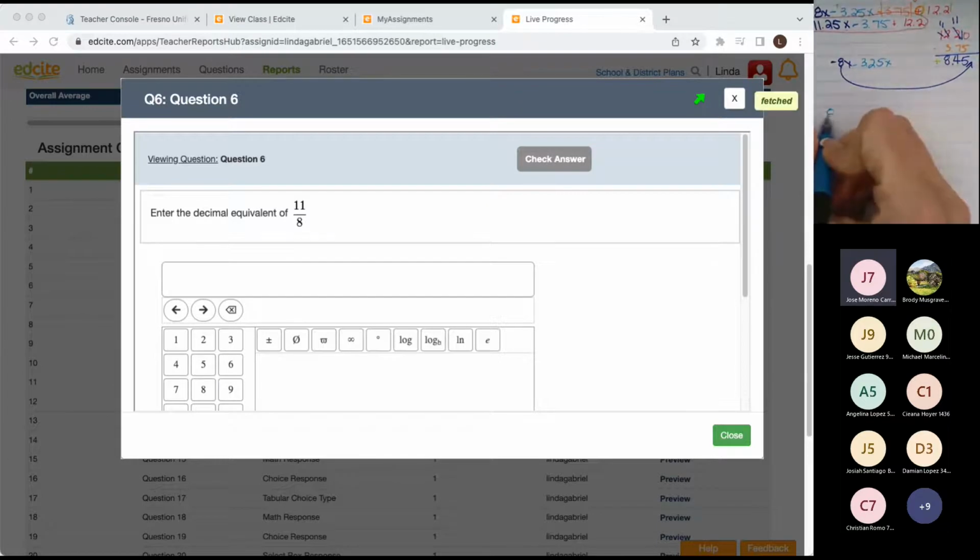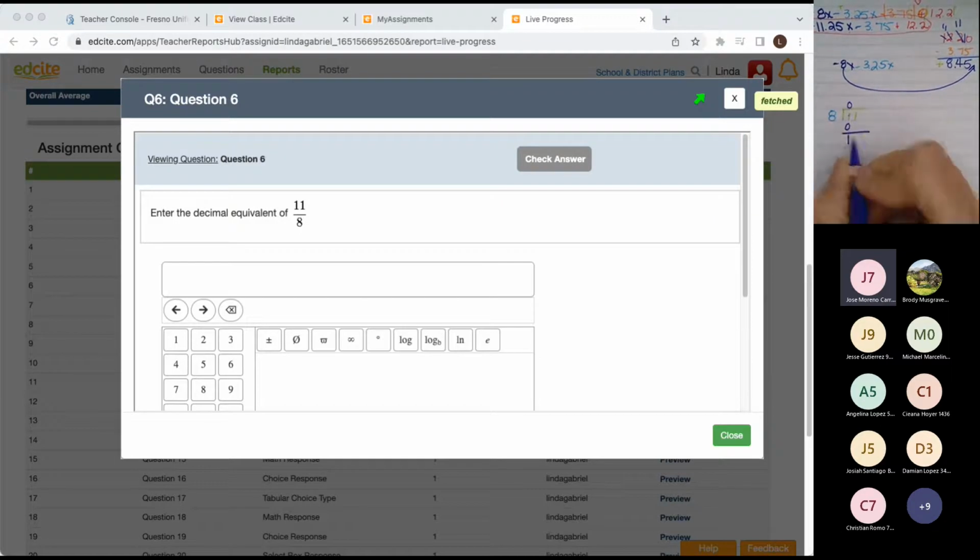I have 8. Here's 11, so I am going to divide 11 by 8. So 8 goes into 1, that is 0, right? 0 times so far. So I drop that 1, drop the next one, right? Bring that one down. 8 goes into 11 one time. 8 times 1 is 8. So my remainder there is 3.